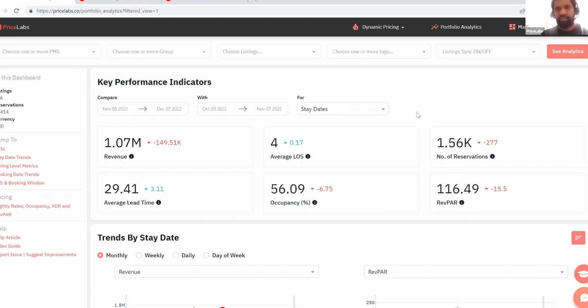Again, specifying this, Portfolio Analytics is a free to use software. It is essentially your data that we are massaging and showing to you so that you can make better decisions about how your business is going.